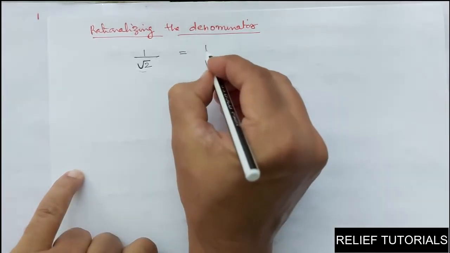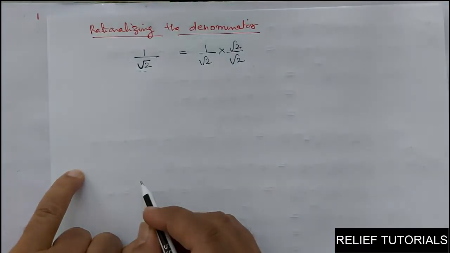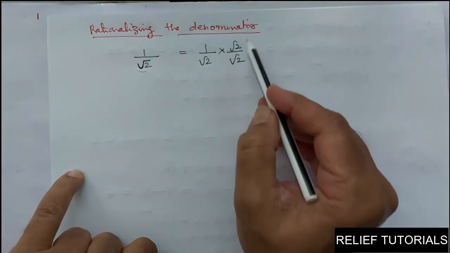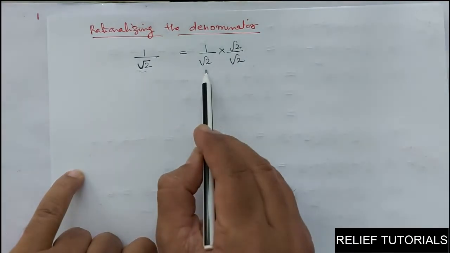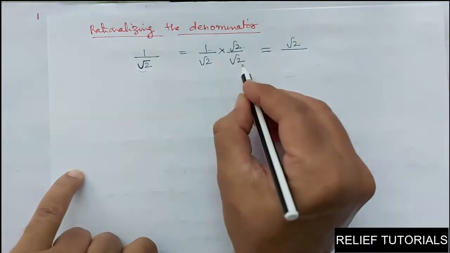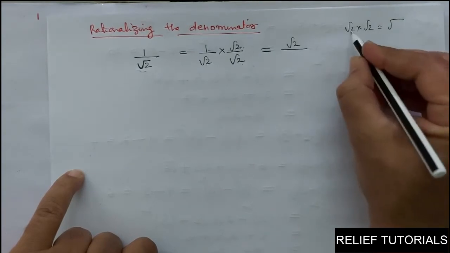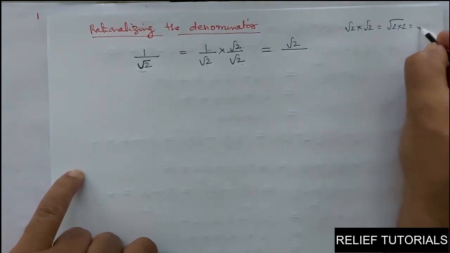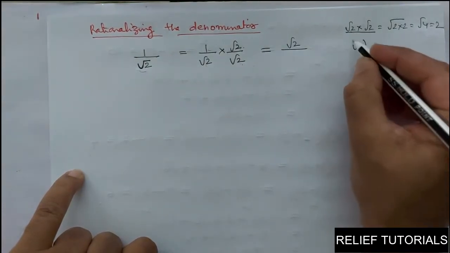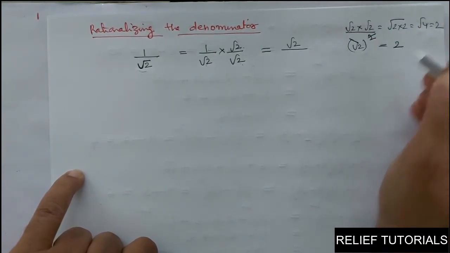So what will you do? See here, 1 upon root 2. You will multiply this by root 2 and divide by root 2. So you are multiplying the numerator with root 2 and the denominator also with root 2. So this root 2 will get cancelled, it will remain as it is. Now 1 into root 2 is root 2 upon root 2 into root 2. You know root a into root b is root ab, so root 2 into root 2 is root 4, and root 4 is 2. Or root 2 into root 2 you can write as root 2 the whole square. So the square and root will get cancelled. So the answer will be 2.